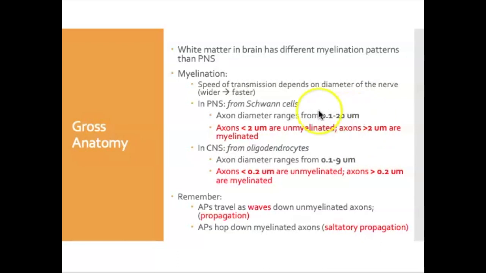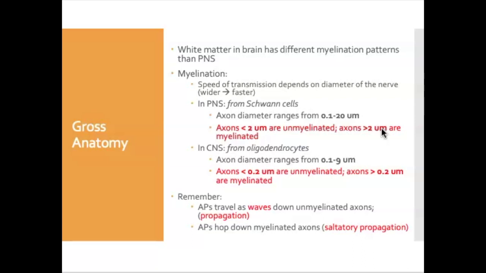In the peripheral system, any axons that are less than about 2 micrometers are left unmyelinated. The diameter of those axons is small enough that they are left unmyelinated. Axons that are greater than 2 micrometers in the periphery will be myelinated by those Schwann cells.